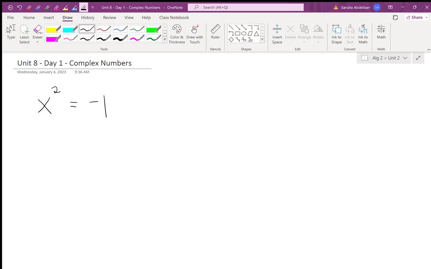And so this is what we do say. We say the letter i is going to represent the square root of -1. The letter i represents the square root of -1.